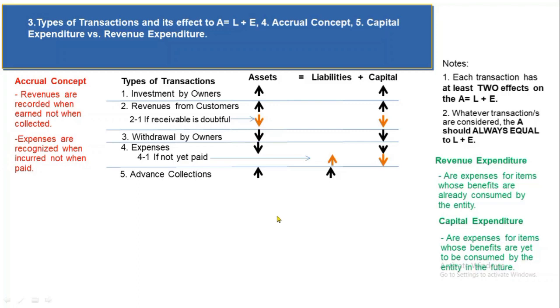And by the way, these advance collections are technically known as deferred revenues, the opposite of accrued revenues. Diba? In the past, I said in the accrued revenues, the customers are late in paying. But in deferred revenues, it's not the case. The customer pays in advance. But in the moment that you have already earned those payments, you're just going to deduct the liabilities and you are going to add the capital account because these are already considered as revenues.